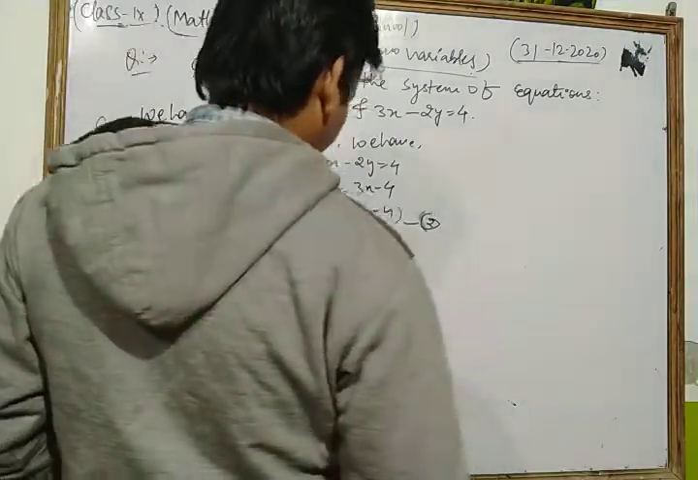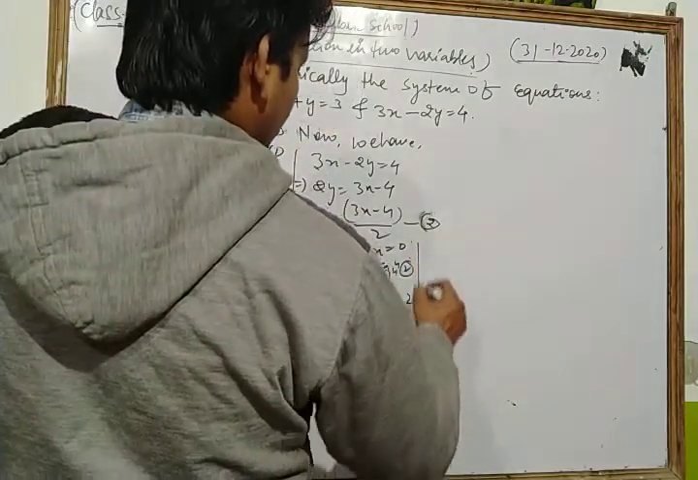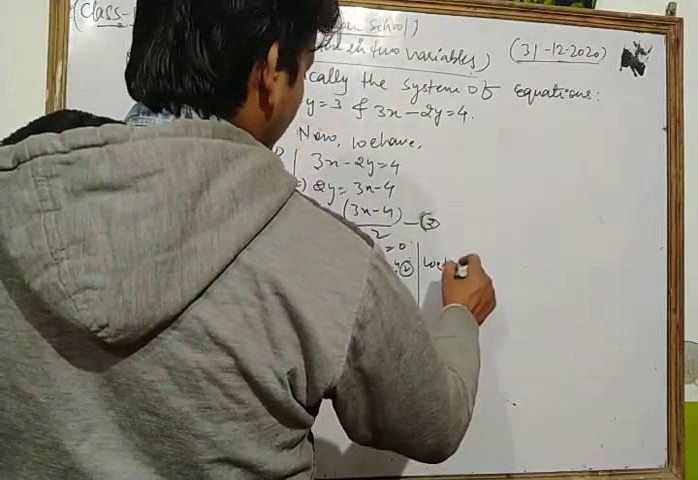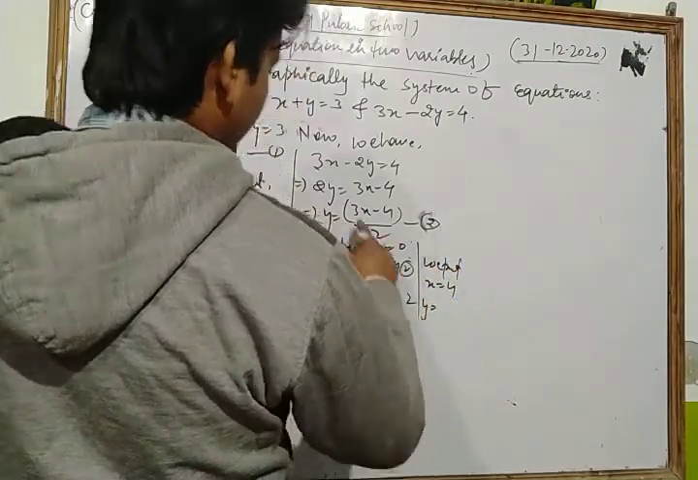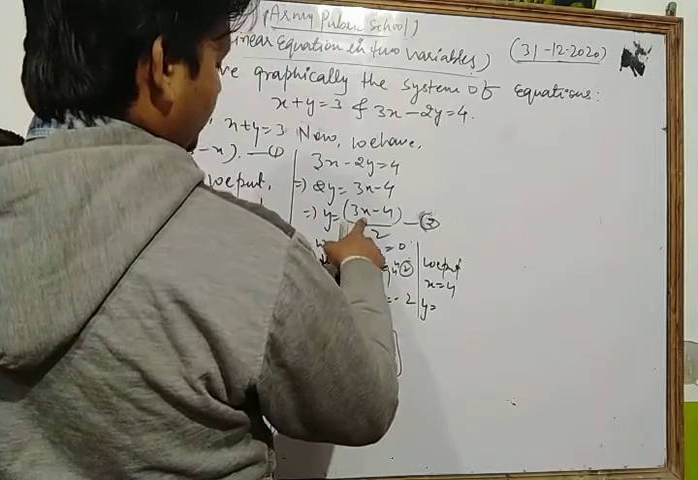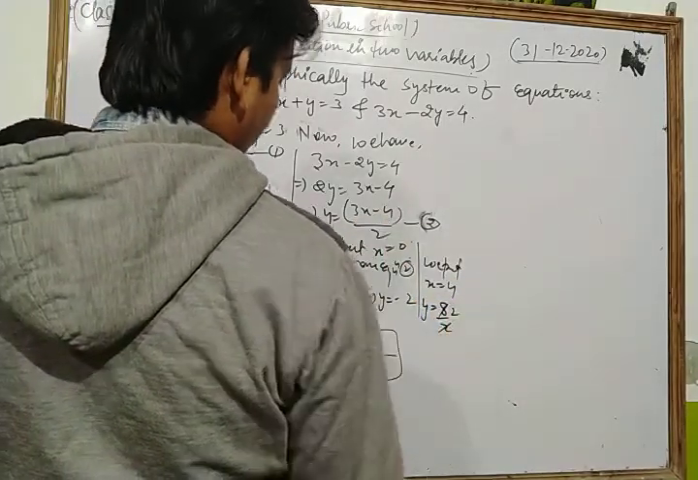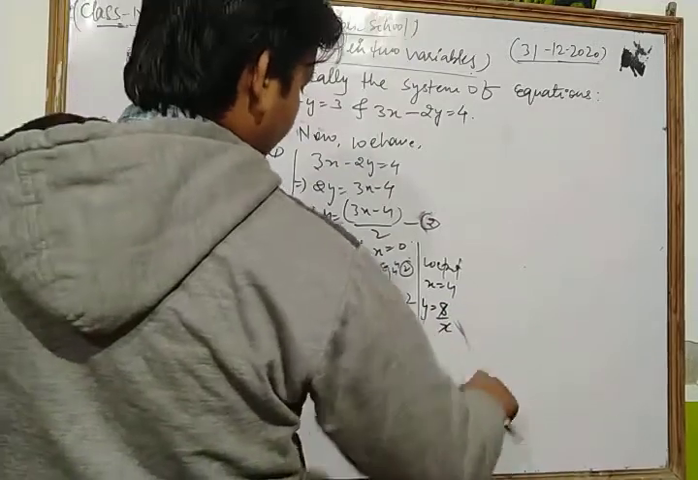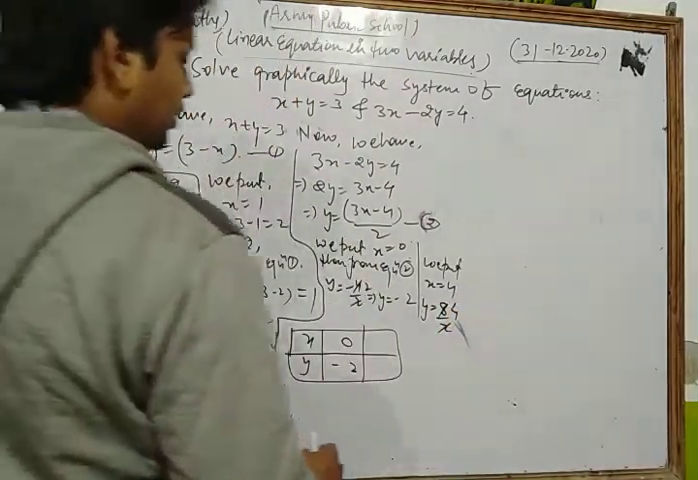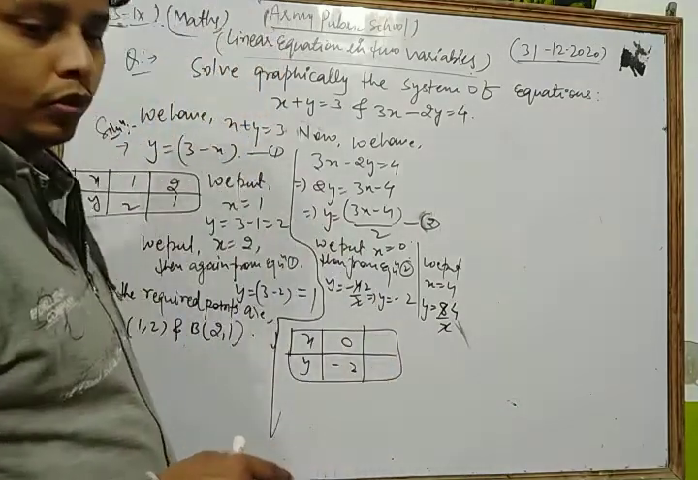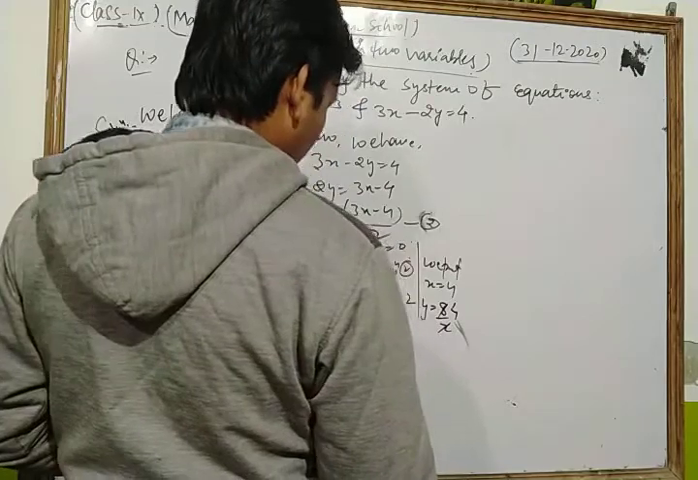Now we put x is equal to 4. Then y is equal to what? 3 4s are 12. 12 minus 4, this is 8. 8 upon 2, 2 4s are 8. Okay, means if we put x is equal to 4, then we get y is equal to 4.